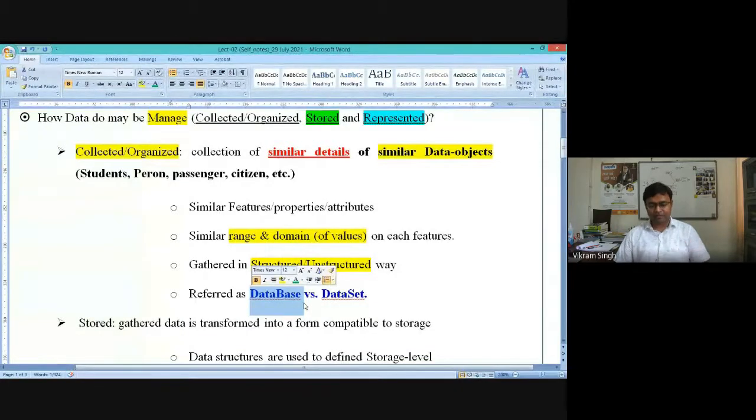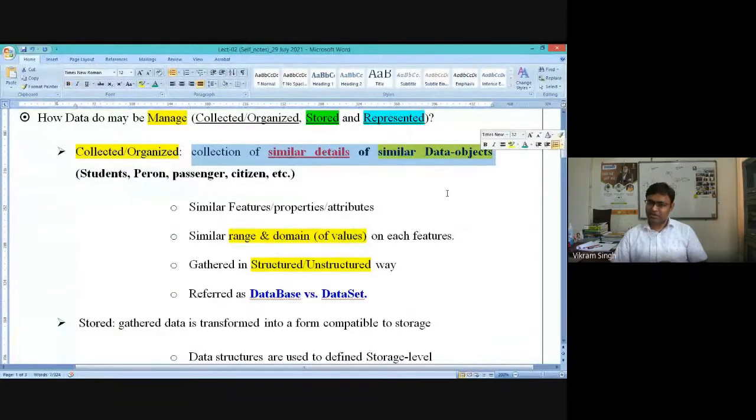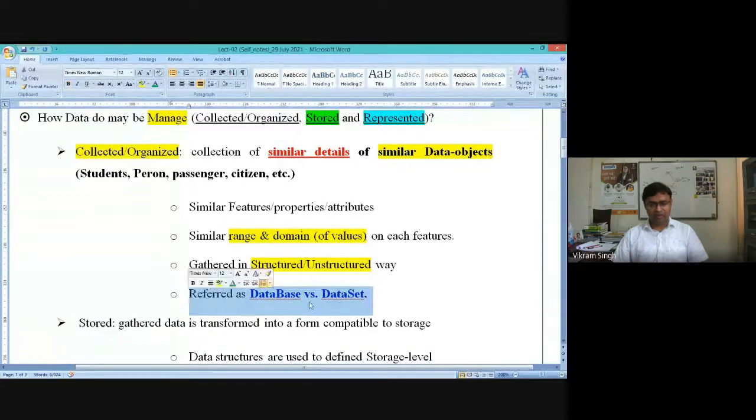So whenever a definition is posed to you, or maybe this question is asked to you, what is a database? It is a collection of similar details of similar data objects, right? So sometimes it is called like this, and sometimes it is called like a database is a collection of similar details of similar data, something like that, right? So it is very important. So similar details is important, and similar data objects, both are very critical to the definition, right? So this is primarily how we are understanding this definition of database, right?